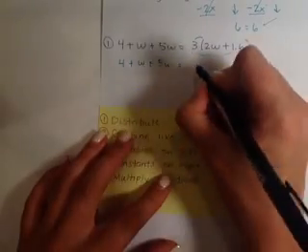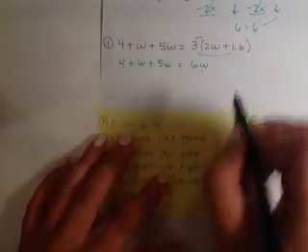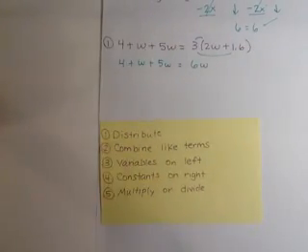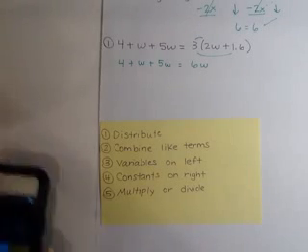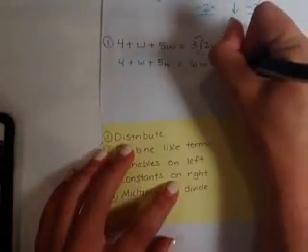3 times 2w is 6w. And I also have to multiply that 3 times 1.6, which is 4.8, and it would be a positive. So I've done my first step, which is distribute.